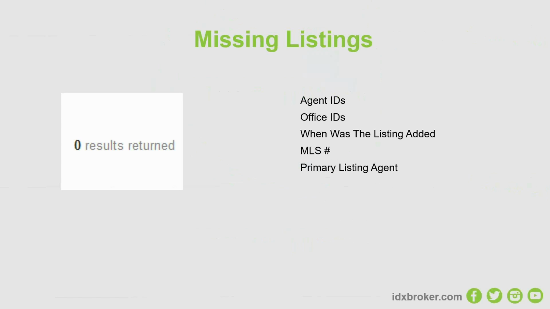So if both of those things are correct, if the agent ID is correctly attached, and the office ID is correctly attached, the next thing to consider is when was this listing added? Keep in mind that currently we refresh our MLSs once every 24 hours in most cases. There are some cases that are updating more frequently because they're on our newer system, and we are working on moving all of our other data feeds over to a newer system that will update more frequently.